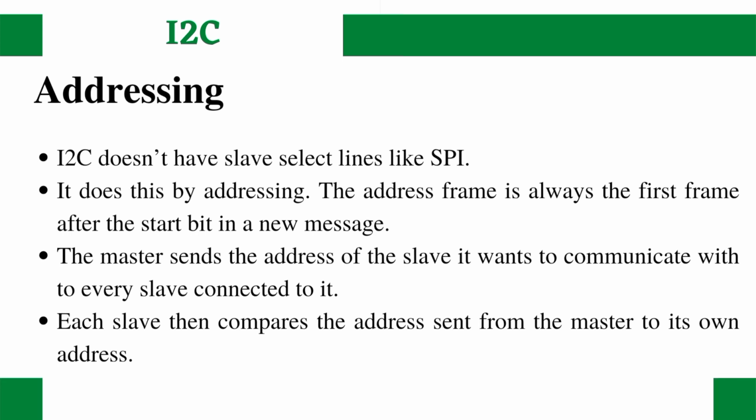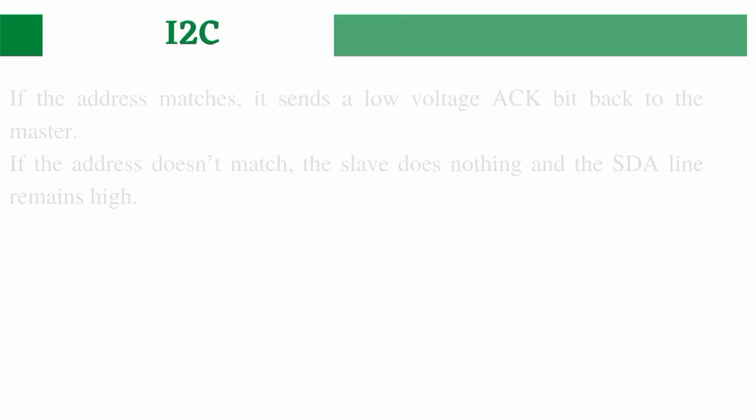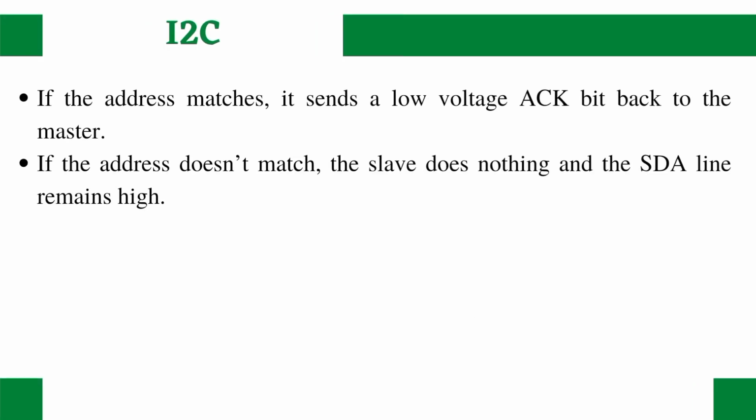Next, addressing. I2C doesn't have slave select lines like SPI, so it needs another way to let the slave know that data is being sent to it and not another slave. It does this by addressing. The address frame is always the first frame after the start bit in a new message. The master sends the address of the slave it wants to communicate with to every slave connected to it. Each slave then compares the address sent from the master to its own address. If the address matches, it sends a low voltage acknowledge bit back to the master. If the address doesn't match, the slave does nothing and the SDA line remains high.